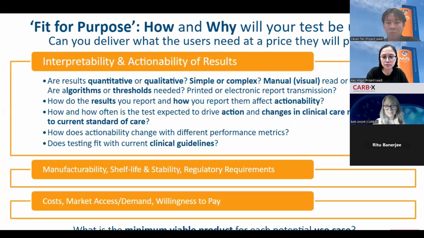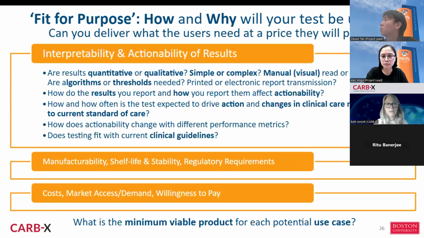This next, the how and why of your product, really gets at what Dr. Banerjee was pointing to at the end. What results are you giving? Are they complete? Are they comprehensive and sufficient? Are they easy to interpret? How easy are they to interpret? Will the results get to the person who needs those results in a timely manner?